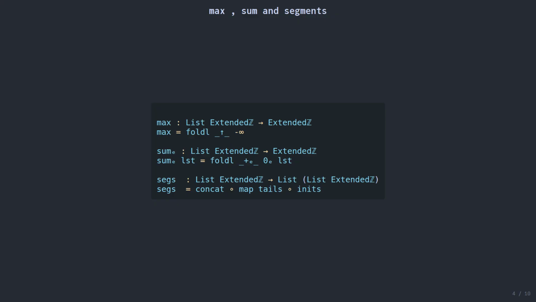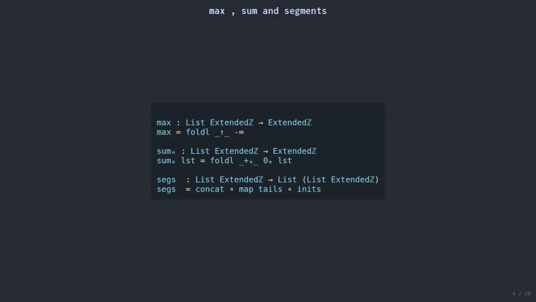Let us look at three functions that are central to defining the maximum segment sum. The first is max. Given a list of numbers, it returns the maximum element. If the list is empty, it returns negative infinity. This is a left fold using the up operator with negative infinity as the seed. The second function is sum. Given a list of numbers, it returns their total. If the list is empty, it returns 0. This too is a left fold, using the plus e operator with 0 as the seed.